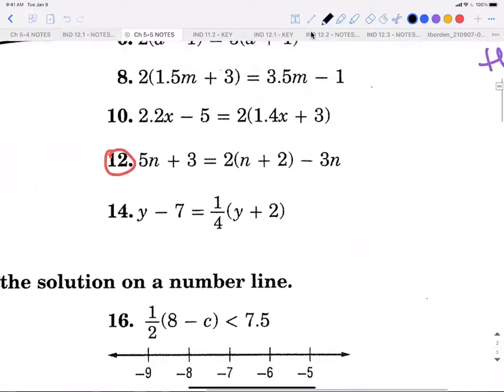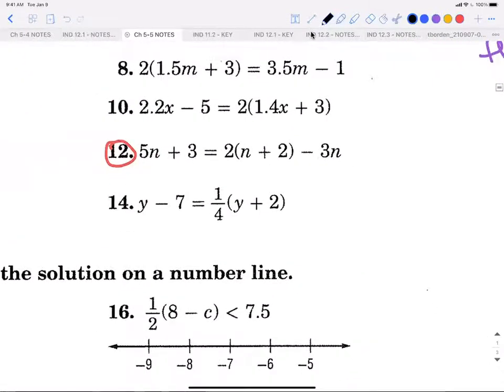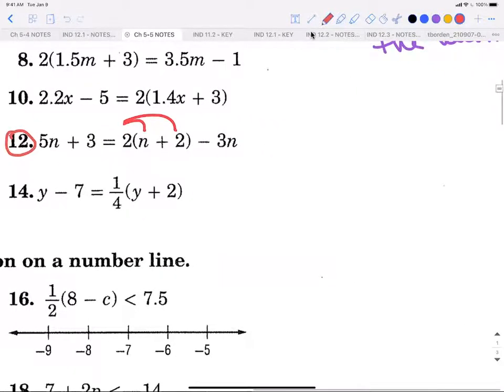All right, I'm actually not going to work all the way through on number 12. I just want to show you a few tips as far as distributing and combining like terms. So I see parentheses, I should immediately think distribution, right? So if I distribute that, I have 5n plus 3, didn't do anything. That's coming from right here. I didn't do anything on that side of the equation. So 5n plus 3 equals 2 times n is 2n. 2 times 2 is positive 4. So that's my distribution. And then that minus 3n right here, I just tack it onto the end because I didn't do anything with it yet.